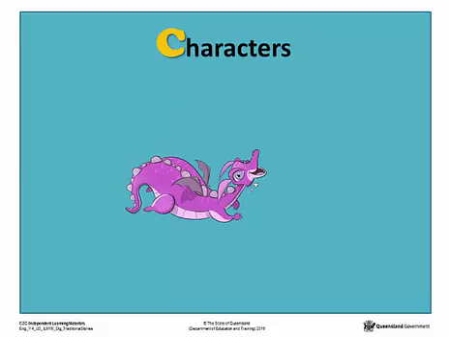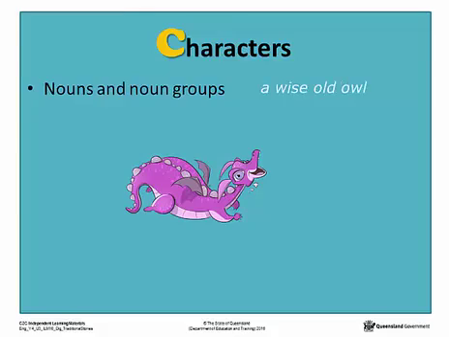Storytellers are very clever at developing stories and making us think about the characters, whether we like them, what we think about how they behave, and what happens to them. They do this by using language features like nouns and noun groups, like a wise old owl. These are really great at describing characters and settings.